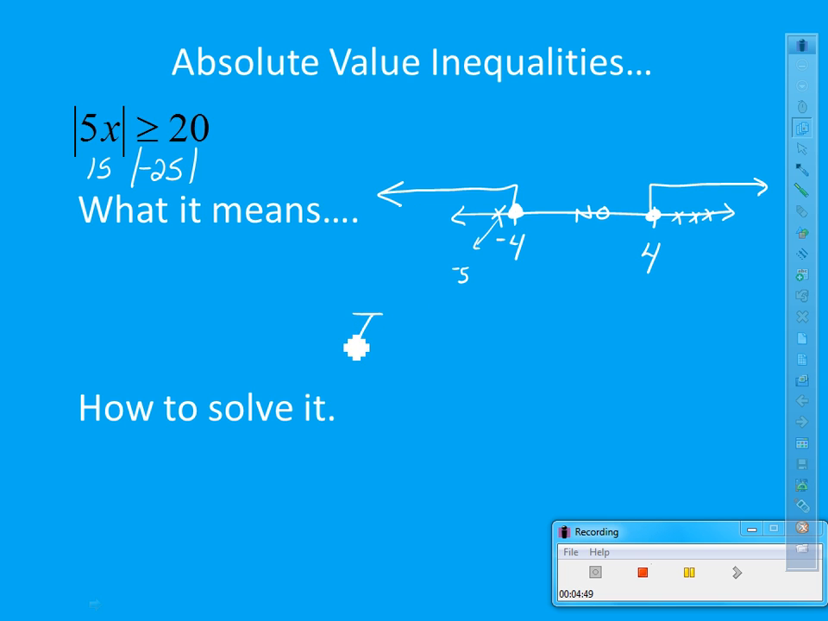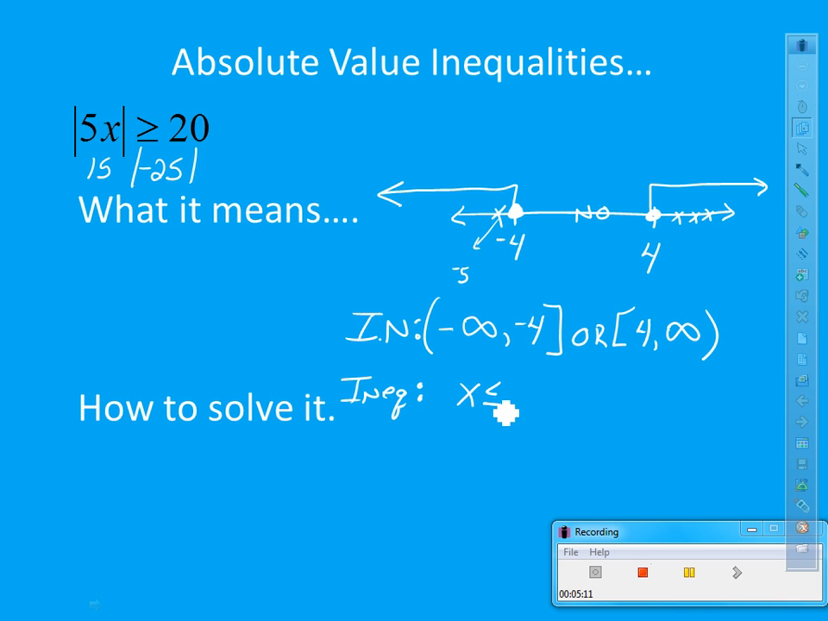In interval notation, it looks like this. Negative infinity to negative 4, bracket on negative 4 since it's greater than or equal to, parenthesis on infinity, and then a bracket on 4 to infinity. As an inequality, it simply looks like this.